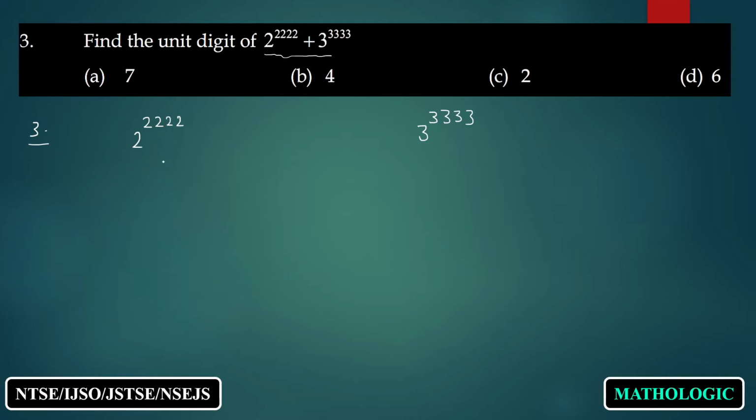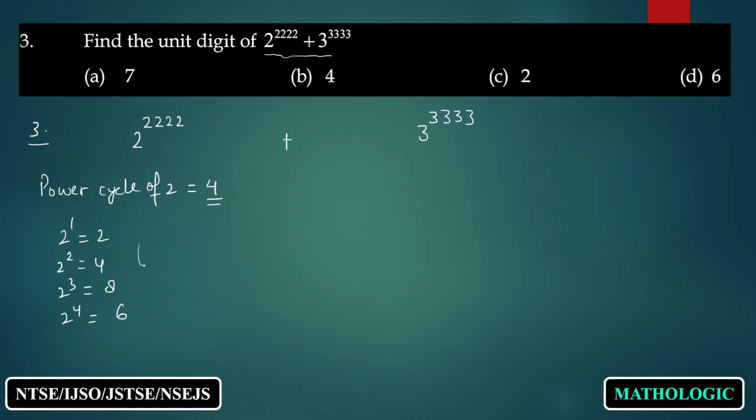Okay, so we are going to find the units place of these powers, right, and then we will add them up. Now the number is 2 raised to the power 2222. So we know the power cycle of 2 is equal to 4. 2 to the power 1 is 2, 2 to the power 2 is 4, 2 to the power 3 is 8, and power 4 gives 6 at the units place. So this is the power cycle of 2, meaning after 4 consecutive powers the units place digit repeats itself.